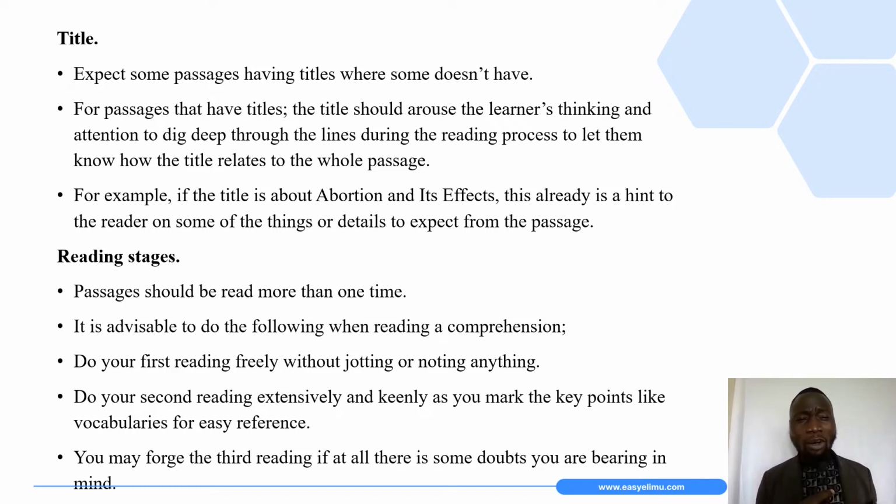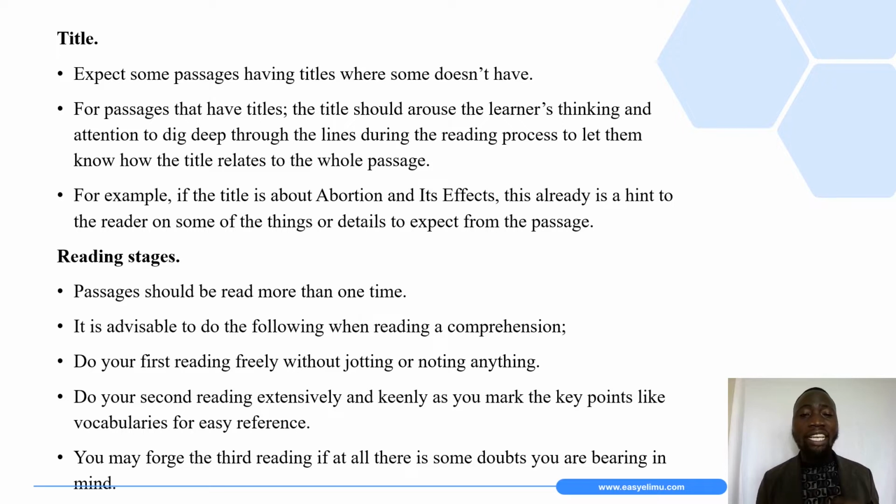So, talking about titles, just like I said, not all passages have titles. So expect some passages having titles where some do not have. We are told that for passages that have titles, the title should arouse the learner's thinking and attention to dig deep through the lines during the reading process to let them know how the title relates to the whole passage.